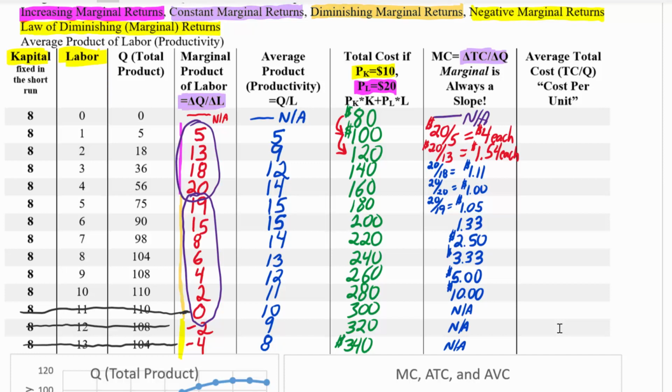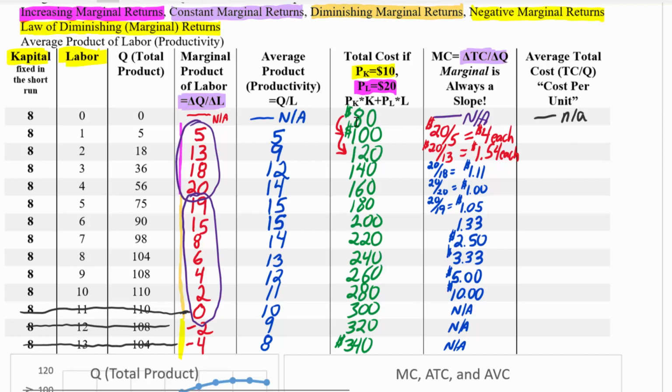Okay, well, the last thing let's do to tie back into what we were doing last time, let's calculate the average total cost. Remember, average total cost just tells us the cost per unit, the average cost of all the units we've produced. And that's simply total cost divided by quantity. Now again, we can't divide by 0, so when we take the total cost of 80, and we want to divide that by 0 quantity, just don't do it, right? So again, put a line through it or say not applicable, whichever way you like.